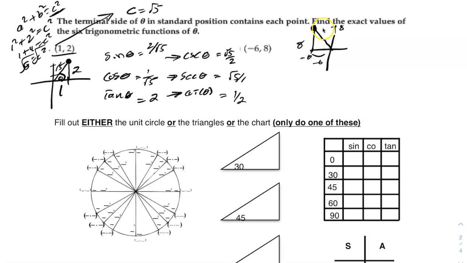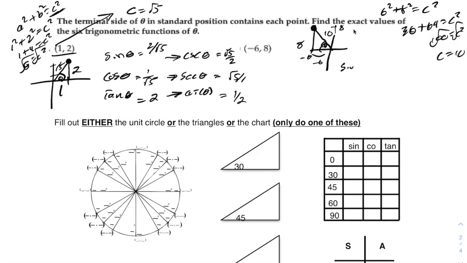I gotta find the hypotenuse. We should know a 6, 8 triangle by now, though. A squared plus b squared equals c squared. 6 squared plus 8 squared equals c squared. You're gonna get 36 plus 64 equals c squared. You get 100. So square root that. C equals 10. Like that. So there's my angle. Now we just find all 6 trig functions.